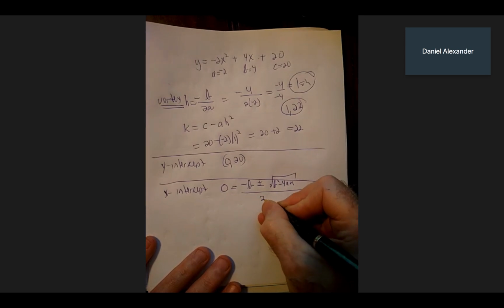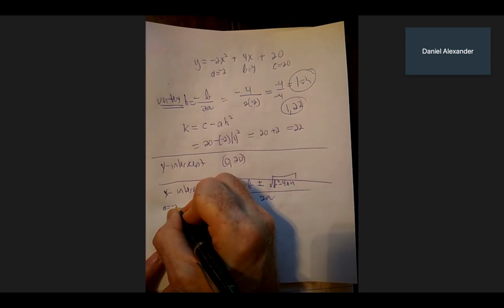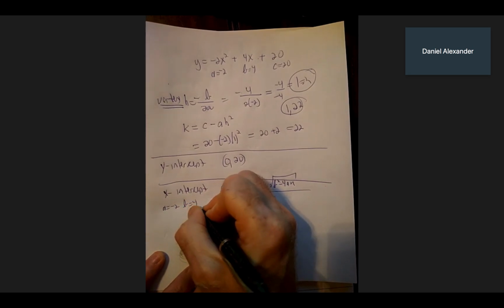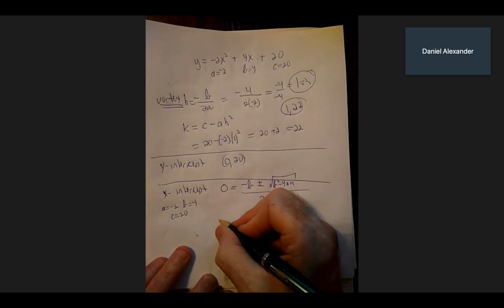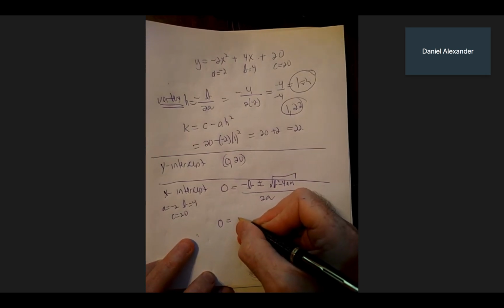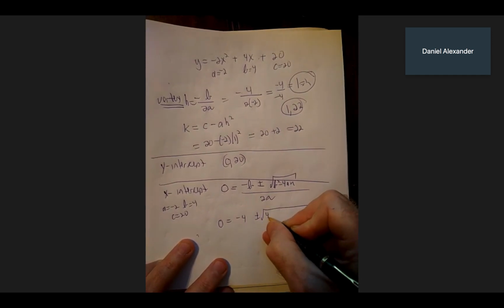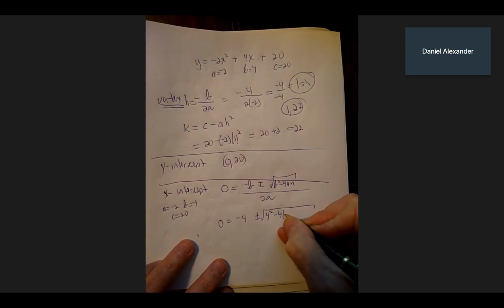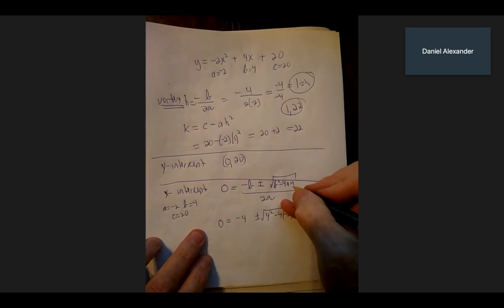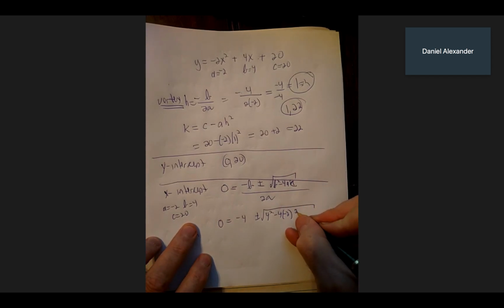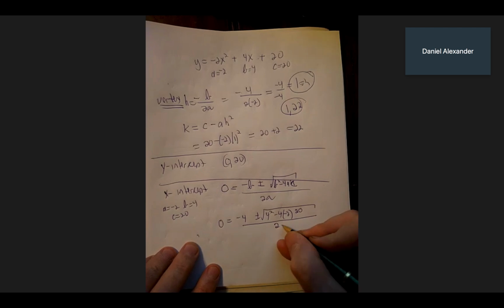And the fact that we have a negative a is going to change a lot. So remember, a is minus 2, b is 4, c is 20. Okay, so let's see what happens. So 0 is going to be equal to minus 4 plus or minus the square root of 4 squared minus 4 times minus 2, because a is minus 2, and then times c, and c is 20. That's going to change an awful lot. All over 2 times minus 2.